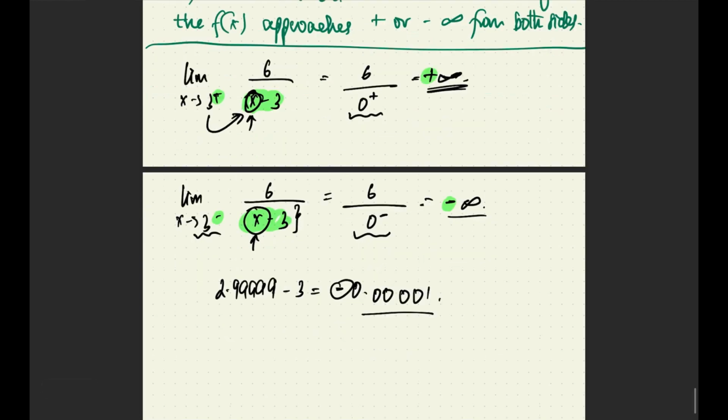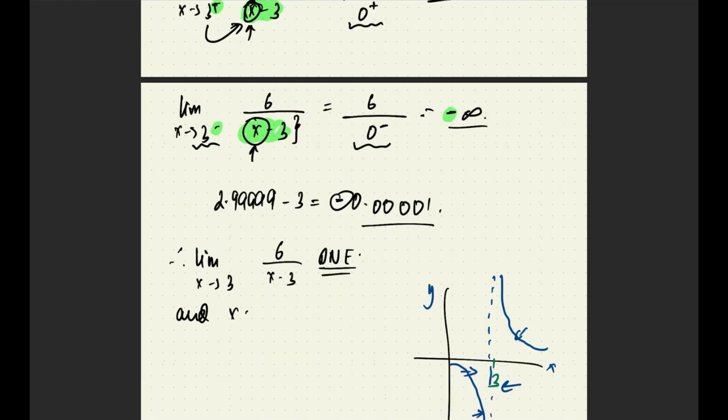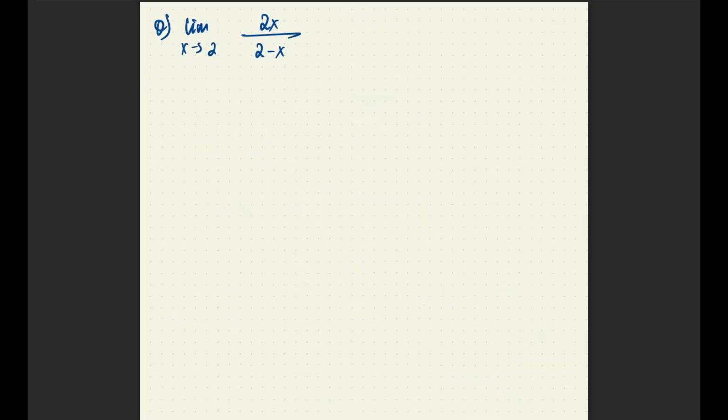So in this case, since the right-hand side limit approaches positive infinity and the left-hand side limit approaches negative infinity, and of course the one-sided limits are not equal, we can say that the overall limit as x approaches 3 of our function does not exist. And x equals to 3 is a vertical asymptote. Now let's look at another example.